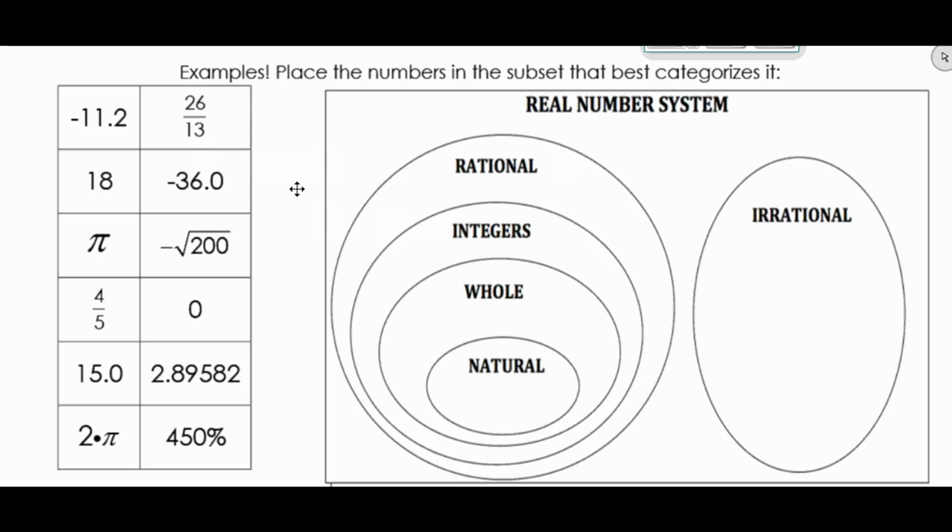For negative 11.2, we see that that has a decimal part. Negative 11.2, you might see that it's a negative number, so you might be thinking that has to be an integer. But since we have a decimal piece, that 0.2 part, that is not an integer, it's not a whole number, or its opposite. That is a rational number.